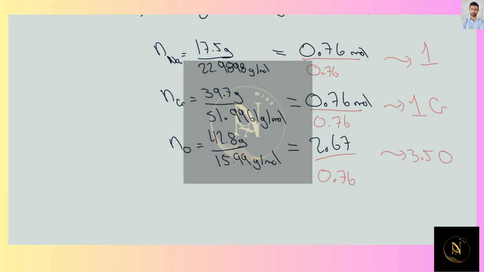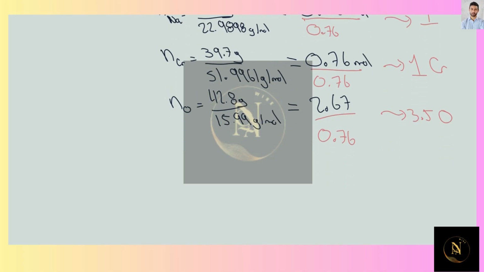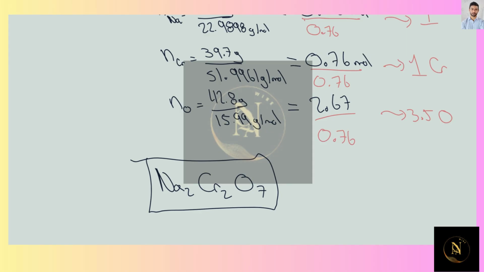Since we know that we cannot have a fraction of an atom, then for the formula we need to multiply the values by 2. So we're going to get 2 atoms of sodium, 2 atoms of chromium, and 7 atoms of oxygen. So the compound that we have is sodium dichromate. This is going to be the empirical formula for this substance.